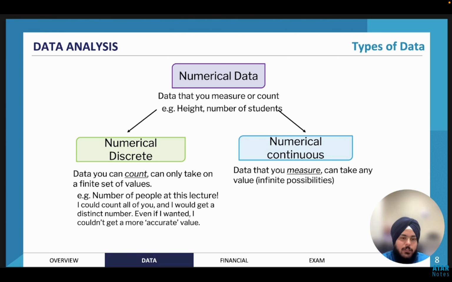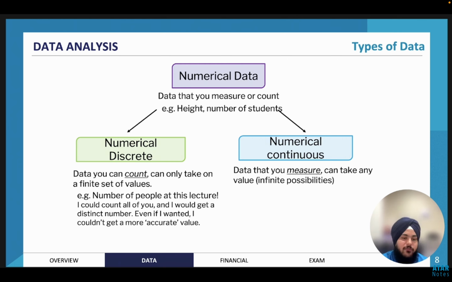Okay, looking at numerical variables in a little bit more detail, they usually represent quantities that we usually count. For example, it could be the height or the number of students. So it's an associated quantity.